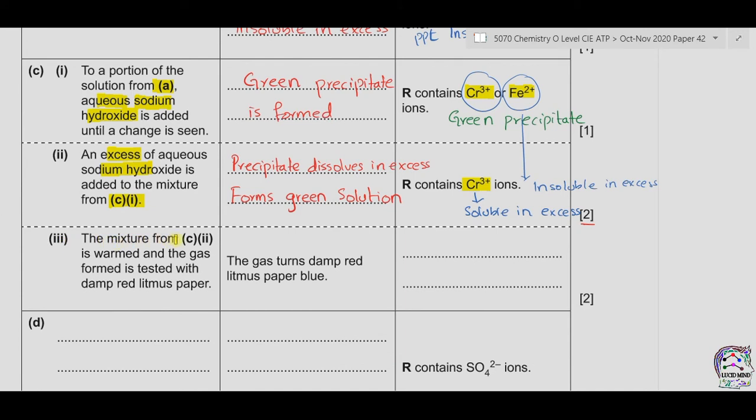Now C part 3. The mixture from C part 2 is warmed and the gas formed is tested with damp red litmus paper. The gas turns damp red litmus paper blue. From this observation we can conclude that the gas formed is basic in nature. Now this test is for ammonium ion, so we can write ammonium ion is present. And as it is of 2 marks, for the gas we can write ammonia gas is formed.